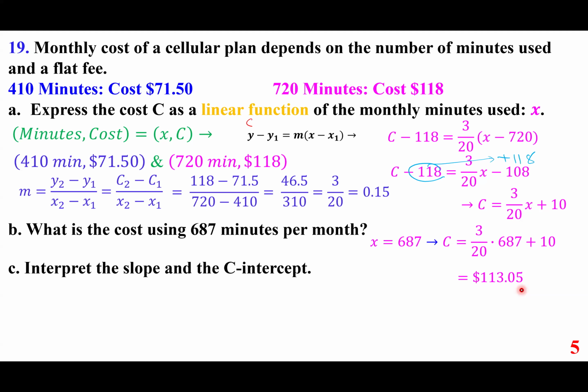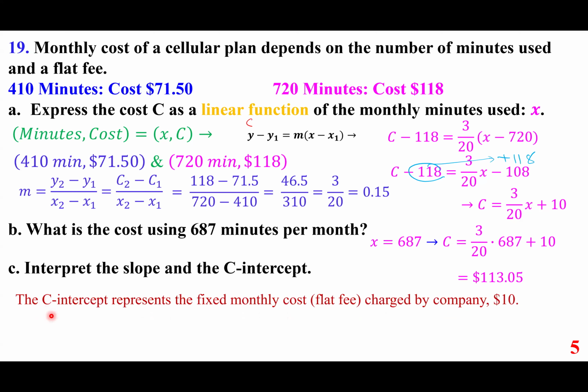All right. So now you want to interpret the slope and the c-intercept. The y-intercept, we are going to call it the c-intercept now, represents the fixed monthly cost or the flat fee charged by the company. So when we go back here, they charge $10 per month.